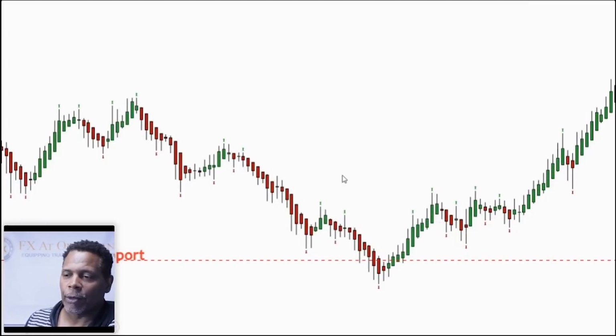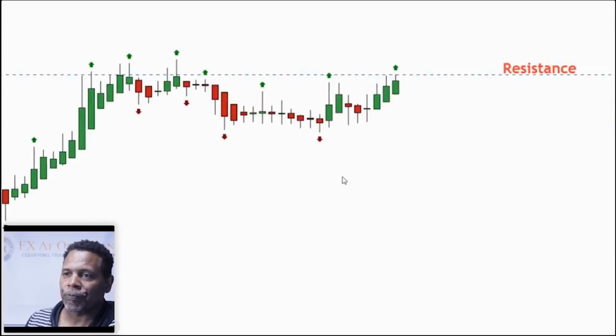Let's look at resistance. So here's the daily chart. The market comes up to this resistance point. A lot of traders like to call this a double top. It's a little short for a double top, but we'll look at this as a double top. We're going to stay on the daily time frame this time to trade it.